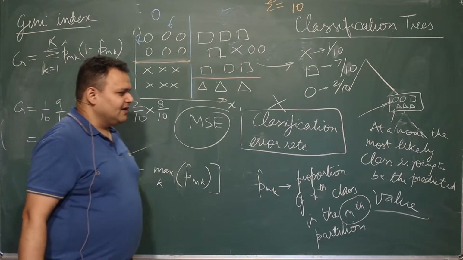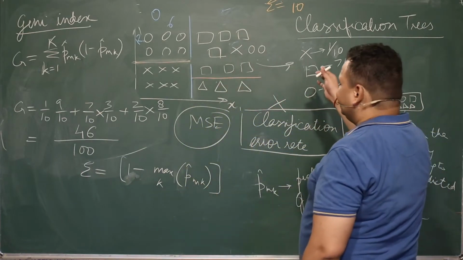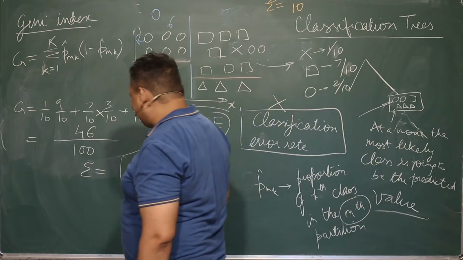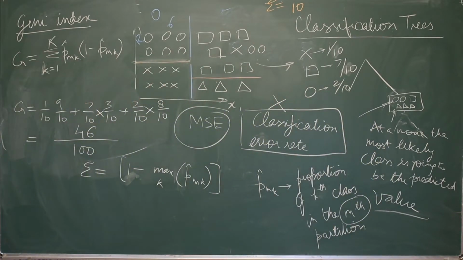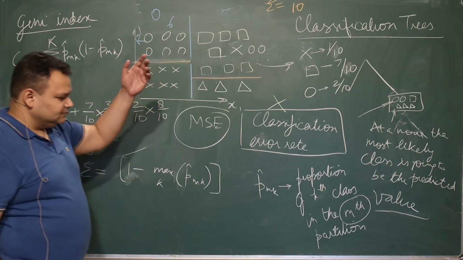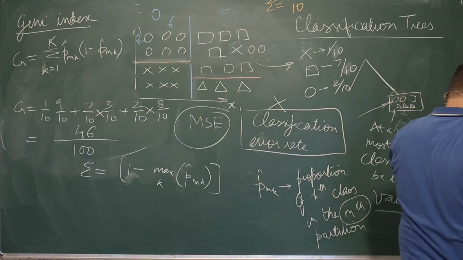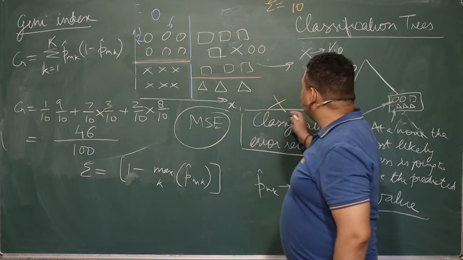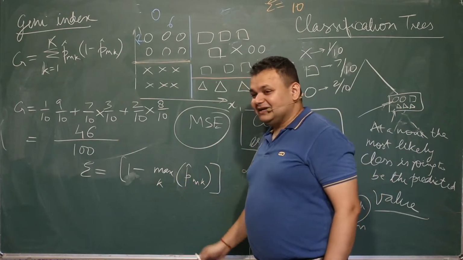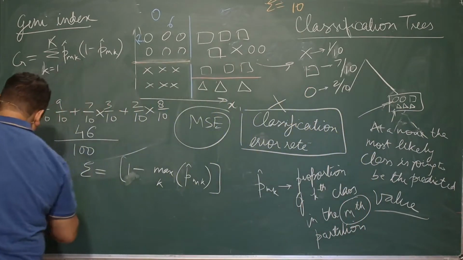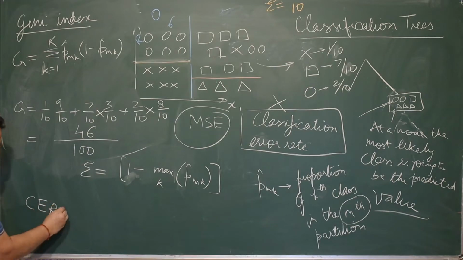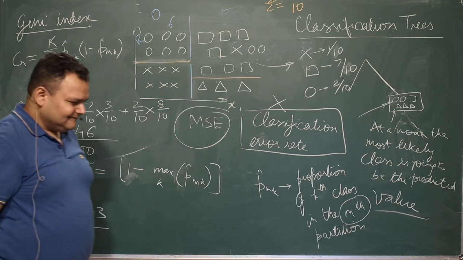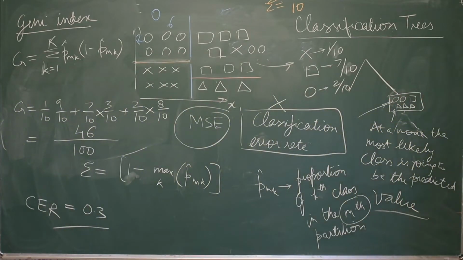Okay. Now let us try to calculate our error. What was this error going to be? If you were to calculate the classification error rate, वो कितनी थी? अगर इसको कैलकुलेट करते हम तो 0.3. So let us call it CER, classification error rate is going to be 0.3. ठीक है?